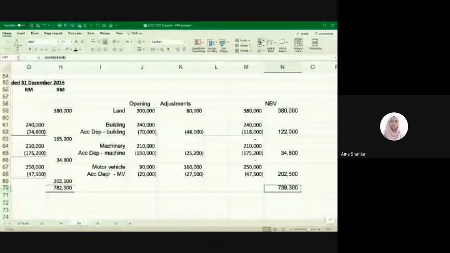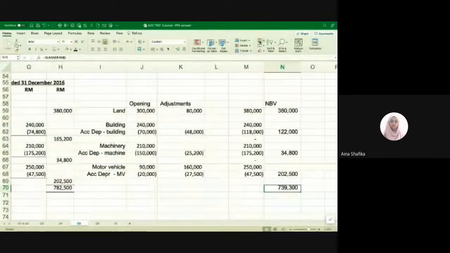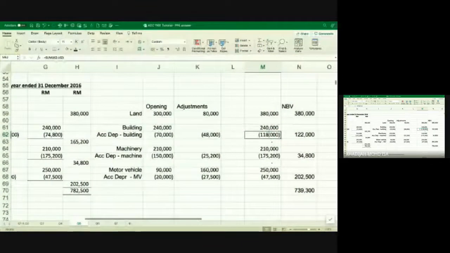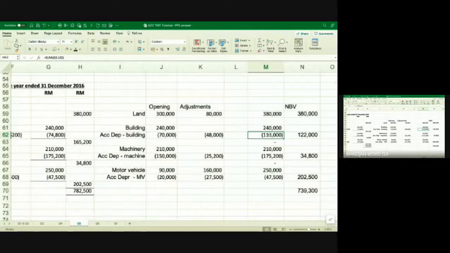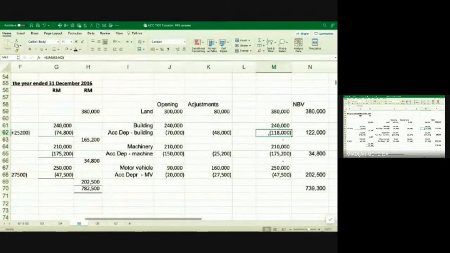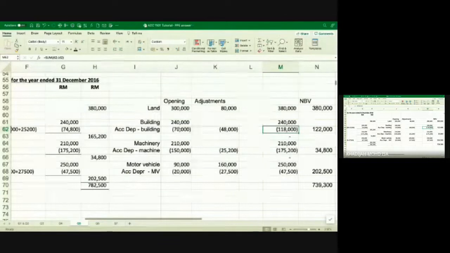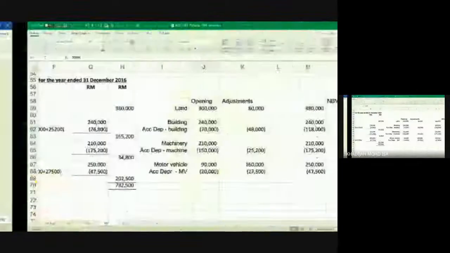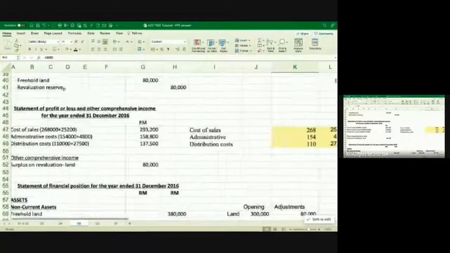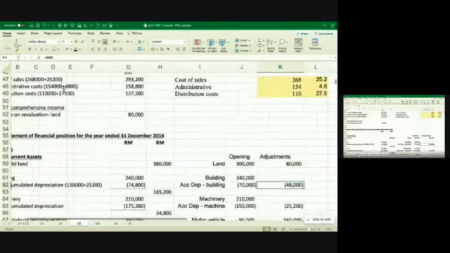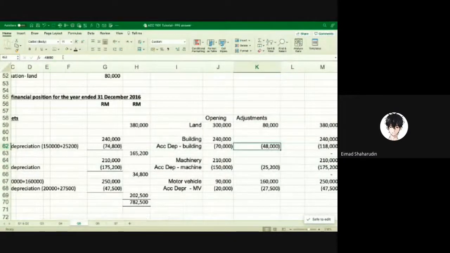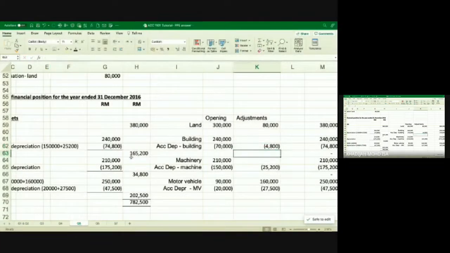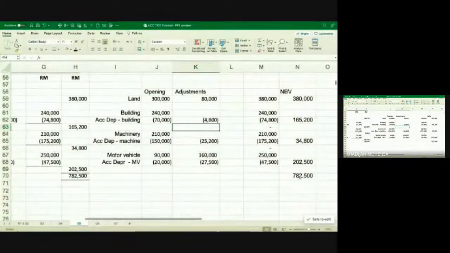Accumulated depreciation building is 44,800. Kenapa dapat? Hold on. Again, accumulated building 70,000. Initially it was 70,000, right? And then we provide another 48,000. Madam salah madam. 4,800. Sorry madam. Alright. So sama tak? 782. Boleh sama.